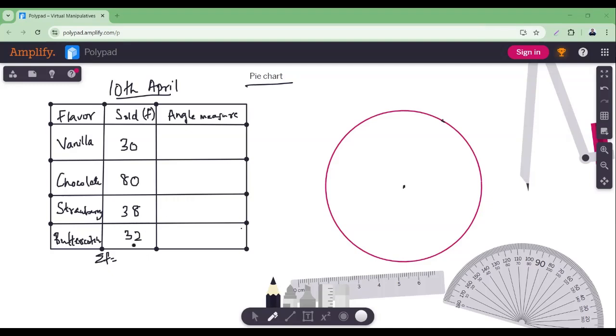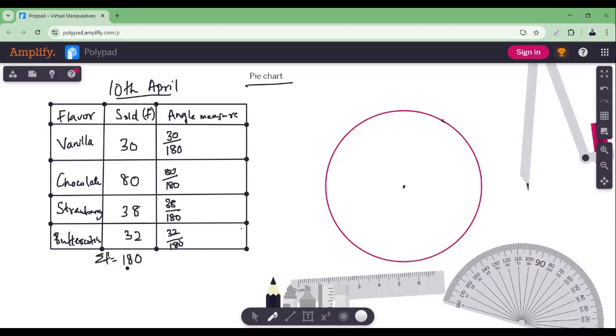Now when we add them up, I get 180. Out of this 180, 30 is the flavor vanilla. That means 30 out of 180 will give me the fraction of vanilla. 80 out of 180 is going to give me the fraction of chocolate. 38 out of 180 is going to give me the fraction of strawberry. And 32 out of 180 is going to give me the fraction of butterscotch. Now, I have to represent all of this on the circle.